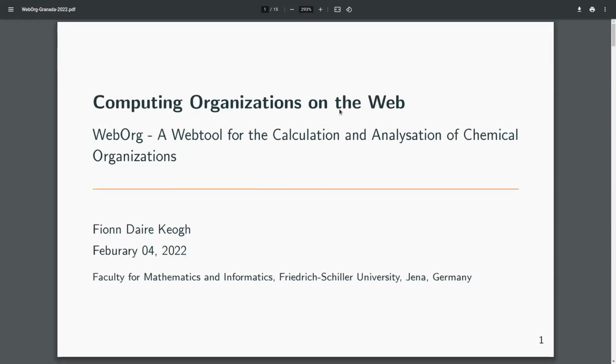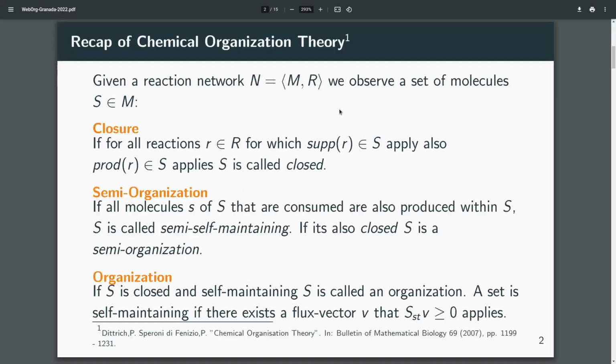So, as I mentioned, I'm Fionn. I'm today telling you something about computing organizations in a browser. And I will just start with a short recap of chemical organization theory, or at least the three words that are important to know for this talk.